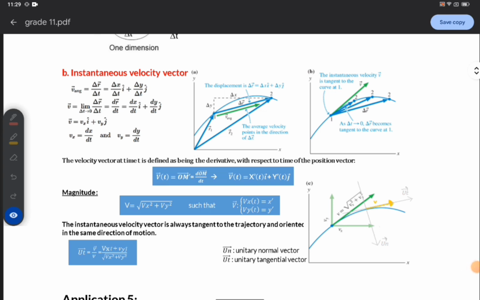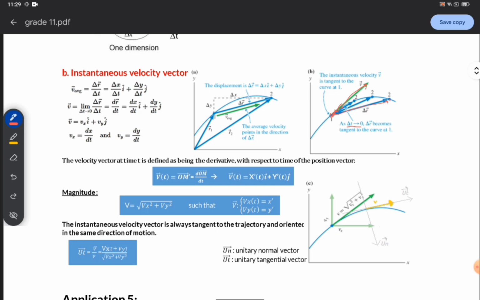Instantaneous velocity vector. V average equals delta R over delta T. When delta T tends to 0, delta R becomes tangent to the curve at 1. Observe, this is the position 1 and this is the position 2. This is delta R. When 2 becomes very close to 1, like this, delta R and the V vector become tangent to the curve.